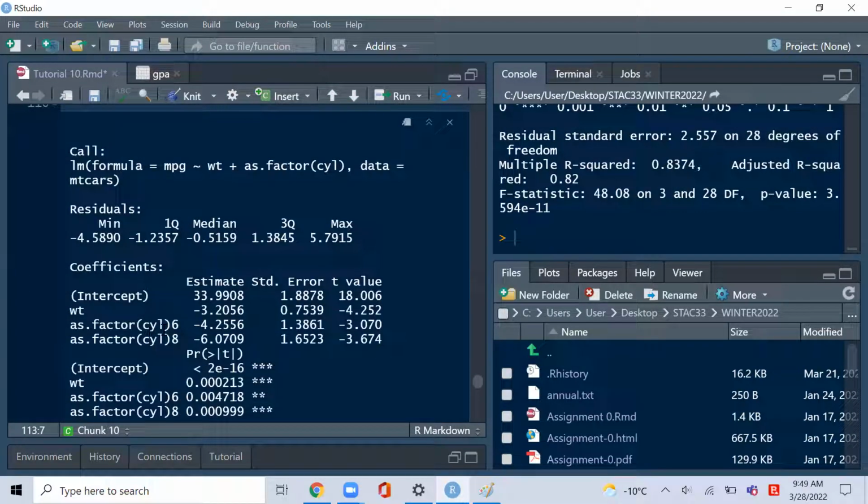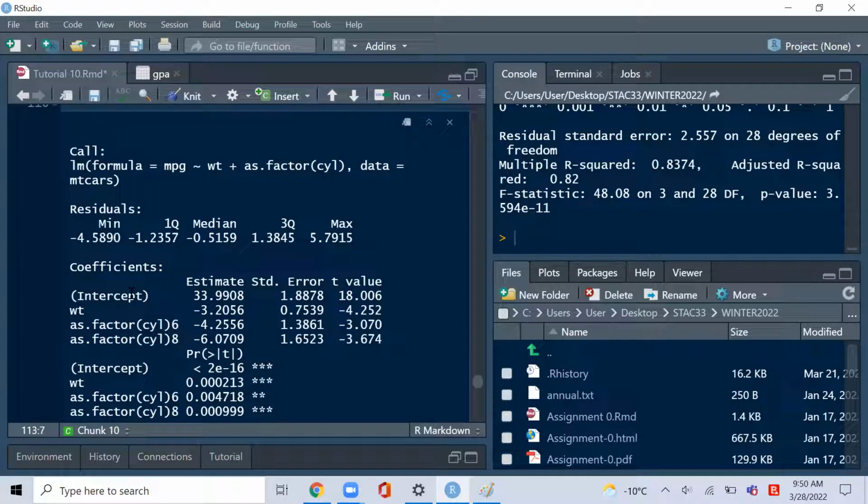You get this weird thing that happens here. So you get an estimate for weight, sure, but you get this weird thing here where you can see that you're missing a cylinder class 4. Does anyone know where the cylinder class of 4 went? Because you see the estimate for 6 and 8, but where is 4? Does anyone know where 4 is in this cylinder class? It's somewhere, but where is it? So it's actually in the intercept term, basically.